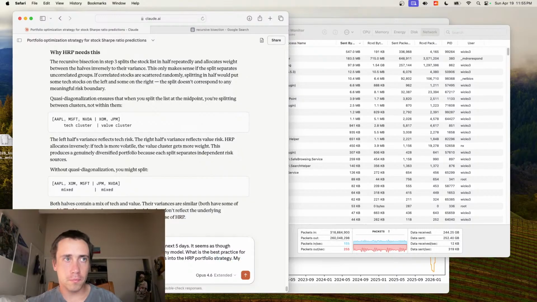My goal is to develop a robust portfolio implementation method for the results of my model.